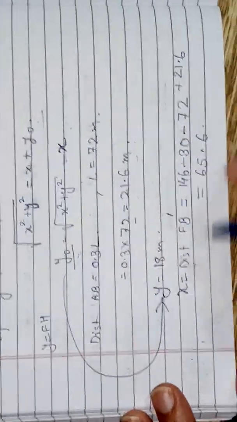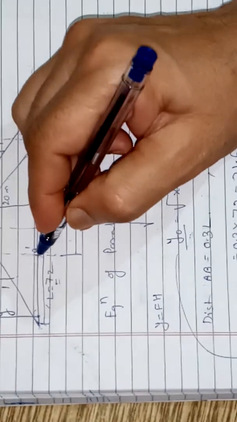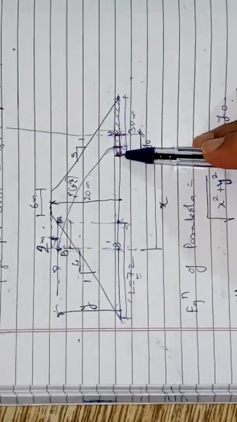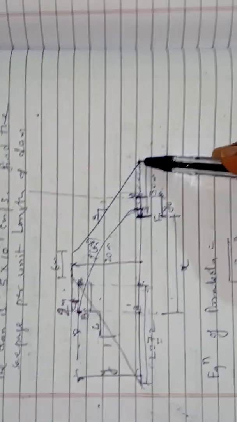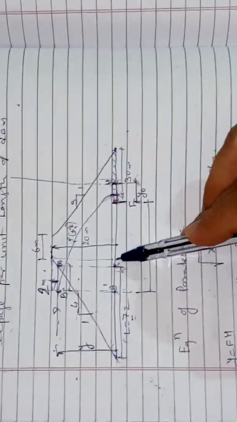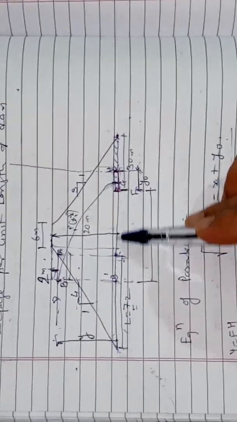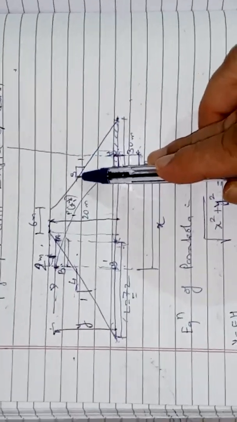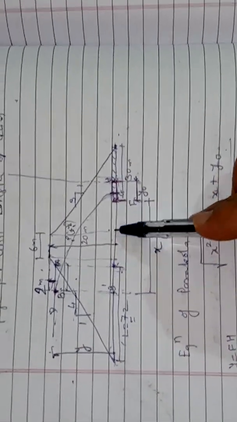Now the distance FB dash will be calculated like this. We can find out the total base width of the dam. Now this height is 20 meter, and this slope is 1:4, so 20 into 4 will be the distance up to this face of the dam. So 20 into 4, that is 80 meter, plus the top width of the dam 6 meter, so 80 plus 6. Now the downstream slope is 1 vertical to 3 horizontal, so this horizontal distance will be 20 into 3, that is 60. So total base width will be 80 plus 6 plus 60, that is 146 meter.